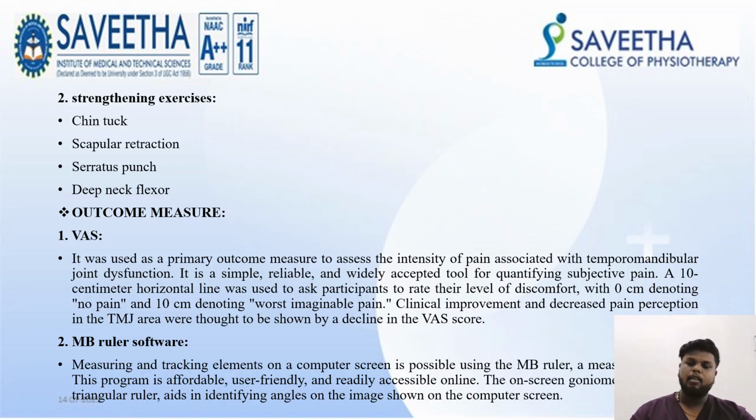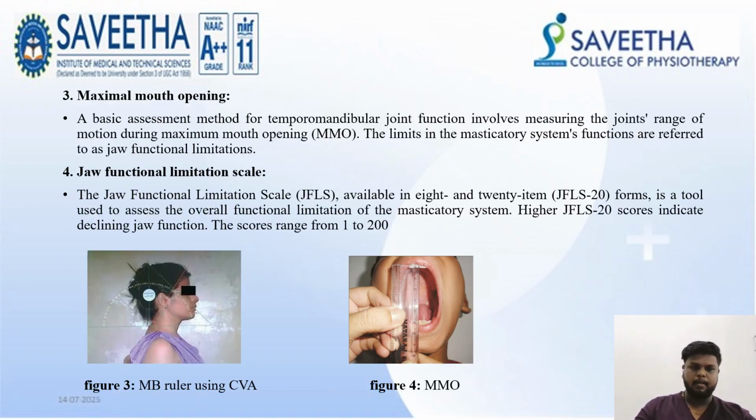We will take a photograph of the patient in the lateral view, which should be uploaded to the laptop. With this on-screen goniometer, we will click on the landmarks. It will detect the forward posture and how it is reduced, to less than 49 degrees. That's why this MB Ruler software is used for the craniovertebral angle.